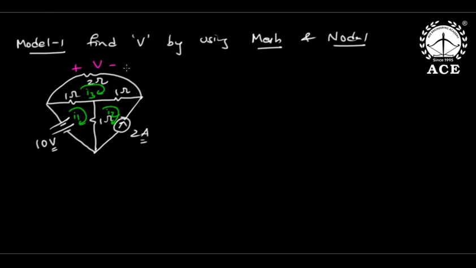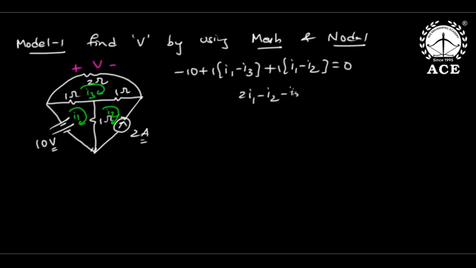Now if I start here, minus 10 plus 1 into (I1 minus I3) plus 1 into (I1 minus I2) is 0. See how I'm going, clockwise: first minus 10, then this branch current is the difference of the two mesh currents, but because I'm forcing current to go clockwise, I1 should dominate I3. So 1 into (I1 minus I3), and here also 1 into (I1 minus I2) equals 0. So 2I1 minus I2 minus I3 equals 10.